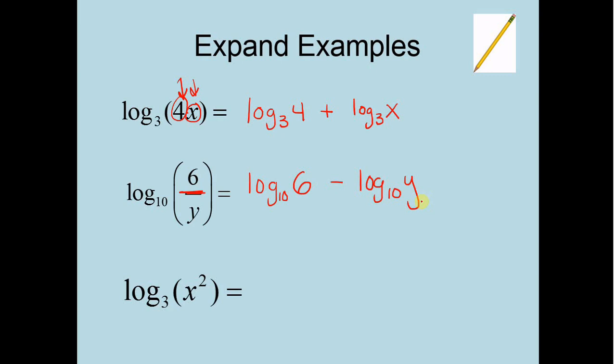What about log base 3 of x squared? So this power right here can't be sitting up there. It's very hard to get to. So what you can do is take this power and put it into the front as multiplication. So it'd be 2 times log base 3 of x. So the exponent is going to become multiplied by that log, ultimately.